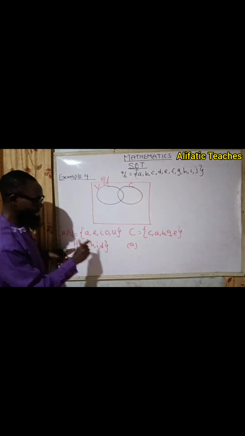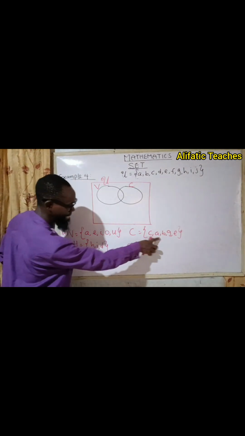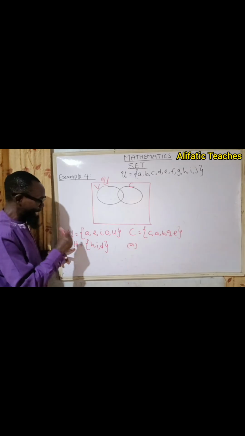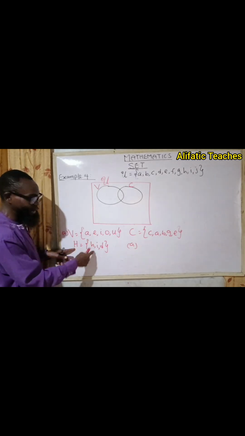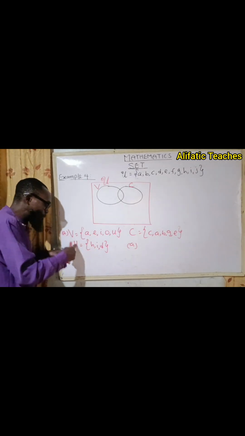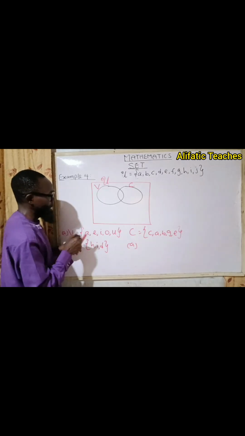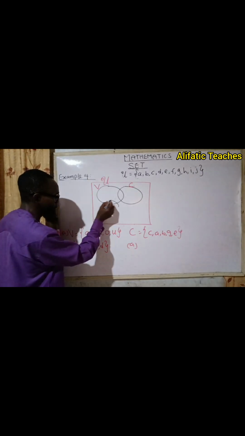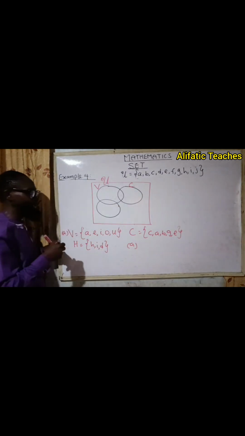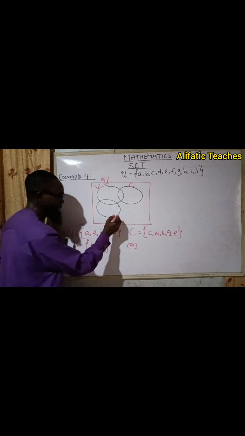They did not even join. There's no element here that is here. But V and H, they have some elements in common. With me, H will join with V. So this one is H.